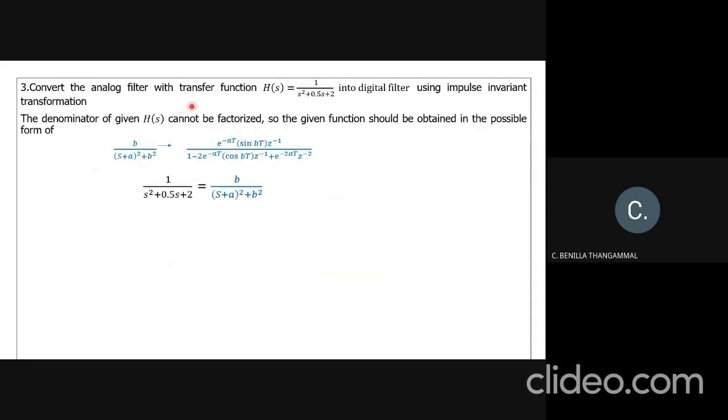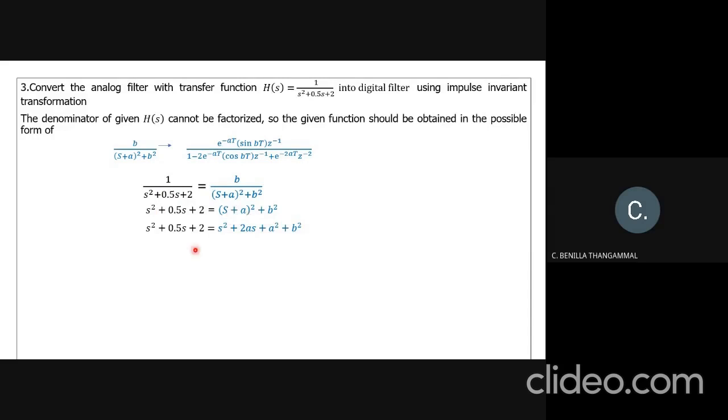Right, so now I have the function s square plus 0.5 s plus 2. I don't know the values of a and b here. Without knowing a and b, I cannot fit into this formula. So my aim is to make the H of s given in the problem statement fit into the form b divided by (s plus a) whole square plus b square. Now I can equate the denominators. So s square plus 0.5 s plus 2 should be written in terms of (s plus a) whole square plus b square. Now I can expand this (s plus a) whole square plus b square as s square plus 2as plus a square plus b square, as you have the formula (a plus b) whole square.